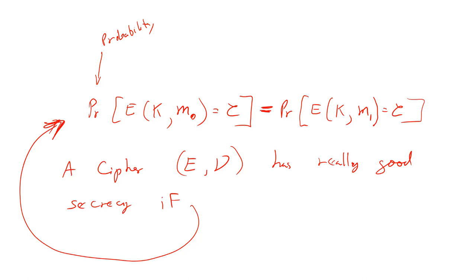A good cipher means what? That given the cipher, the probability of getting either M0 or M1 just by having the cipher is the same, equivalent. Exactly. Very good. Do you understand now, guys?